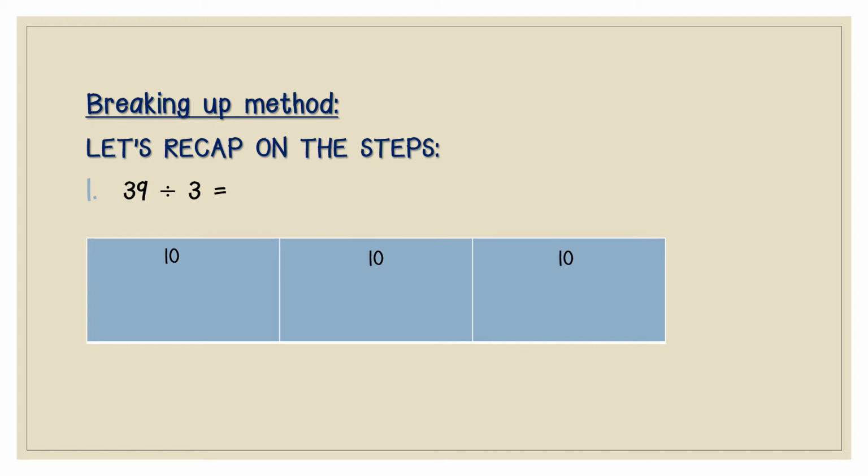So how can we split or share that between 3 people? Yes, we can give each one 3. So please add your columns to make sure that all your blocks have the same answer. 10 plus 3 is 13. We can see that all the blocks are equal. So 39 divided by 3 is 13.